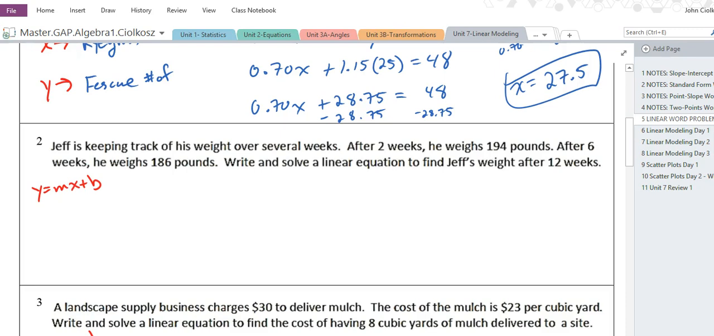Number 2. Jeff is keeping track of his weight over several weeks. After 2 weeks, he weighs 194. After 6 weeks, he weighs 186. This looks like we're going to need to get to y equals mx plus b, but a shorter way is this is a 2 example problem. So, after 2 weeks, I'm 194. After 6 weeks, I'm 186. So again, since we weren't given a slope, there's no way I can go right to y equals mx plus b.